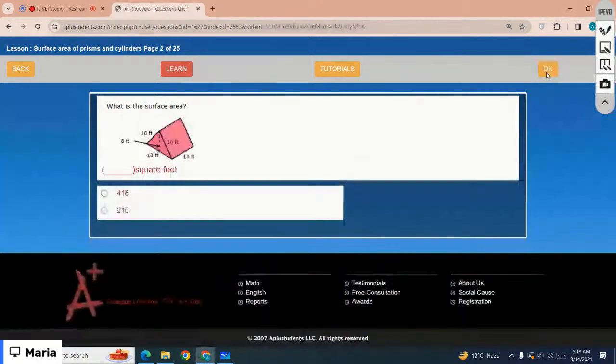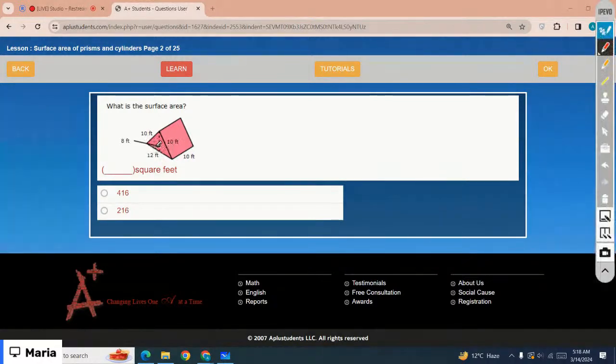Okay, the next one is, what is the surface area? You are given a triangular prism. You have to calculate the surface area of the triangular prism, right? So here is a triangle. This triangular prism has 5 faces. This one, the opposite side, this one, the opposite side, and the base, right? So let's calculate the area of the triangular faces first.